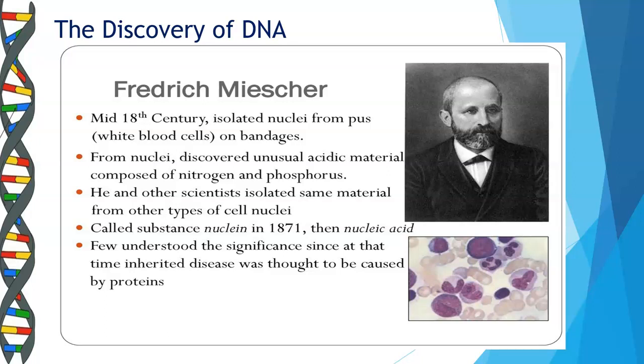From the cell nuclei, he isolated a unique chemical substance which he called nuclein. Chemically, these nucleins had high phosphorus content. Moreover, they showed acidic properties. Hence, it was named nucleic acids. By the early 1900s, we knew that Miescher's nuclein was a mixture of proteins and nucleic acids. There are two kinds of nucleic acid, the DNA, deoxyribonucleic acid, and the RNA, that is the ribonucleic acid. Few understood the significance since at that time inherited diseases were thought to be caused by proteins.